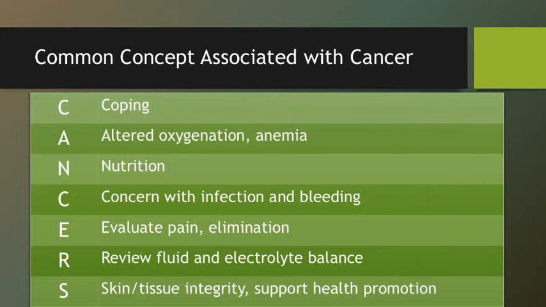Okay? So these are common concepts associated with cancer, things that you're going to be helping the patient deal with. One is coping, and it goes CANCERS, okay? Coping, altered oxygenation, and anemia. People who have cancer have nutrition problems. They have concerns with infection and bleeding. You need to evaluate pain and elimination problems. Review fluid and electrolyte balance, and then look at skin and tissue integrity and support health promotion.